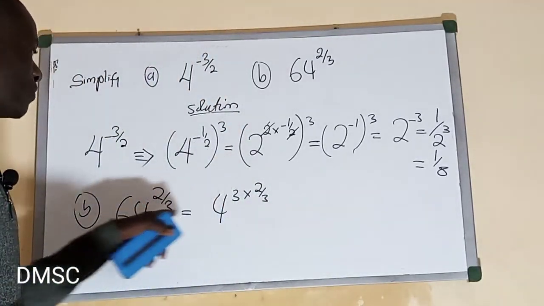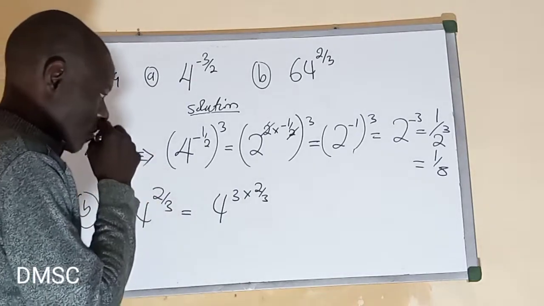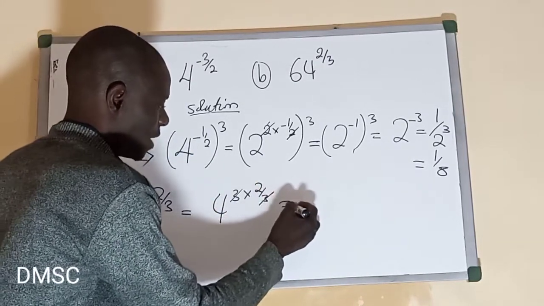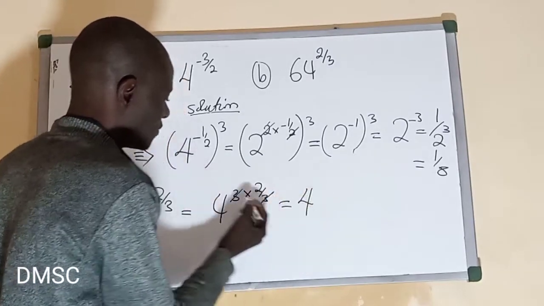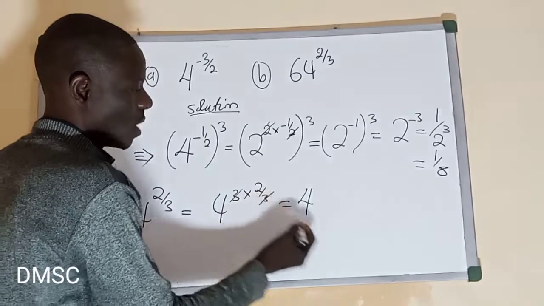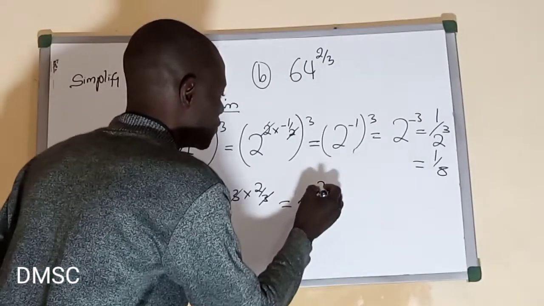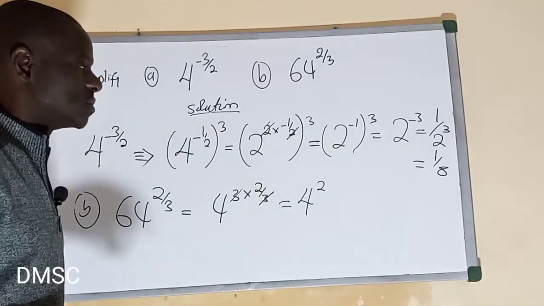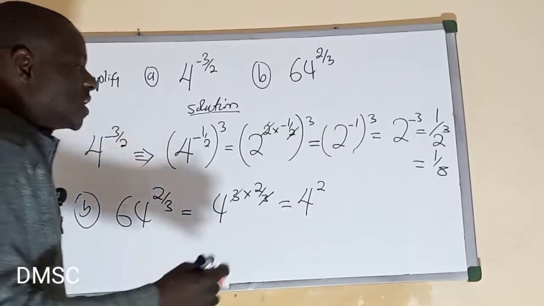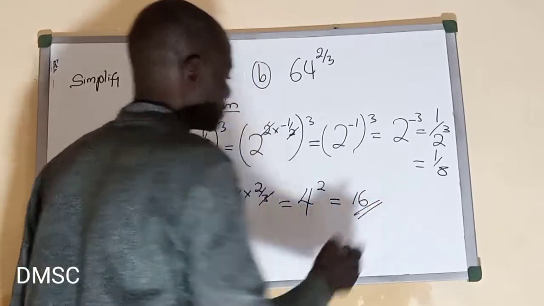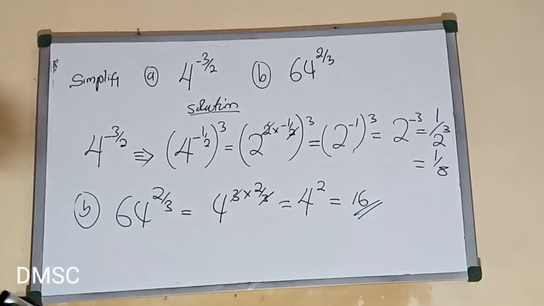Yeah, we are now playing with this power. So now you can see that this 3 can go with this one. So we may end up having 4 raised to the power of 1 times 2, which is 2, divided by 1 is also 2. So 4 raised to the power of 2. 4 raised to the power of 2 is 4 times 4, which is equal to 16. I hope we are following.